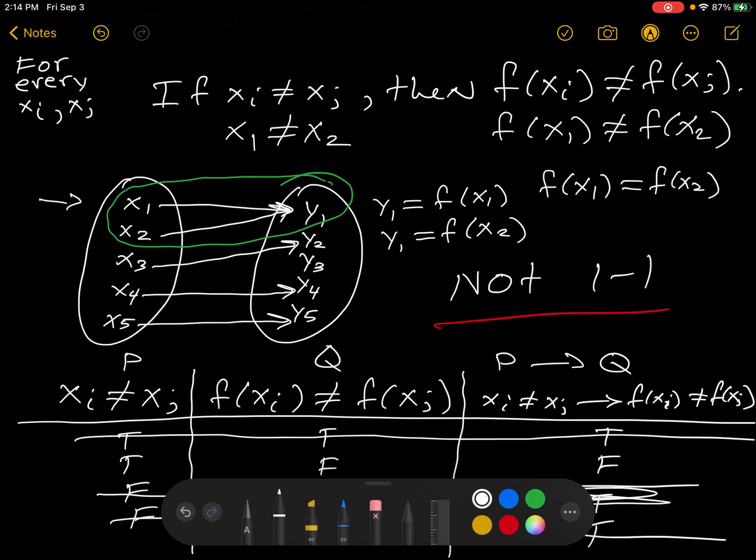And so all we're left with is that P implies Q is false. It's false for x1 and x2. And remember, this is the defining property. The thing that makes this the defining property is that it's for all xi and xj. So we found a place where our defining property is not true. It's not true for every xi and xj because it's not true for x1 and x2. That's why this function is not one-to-one.